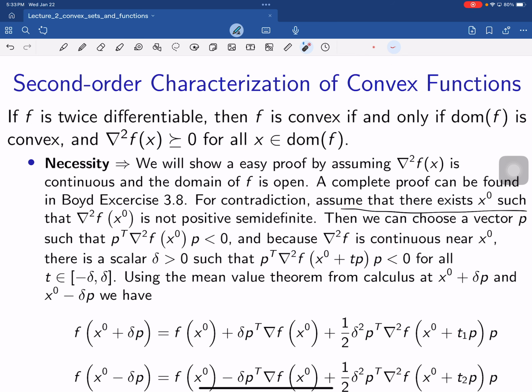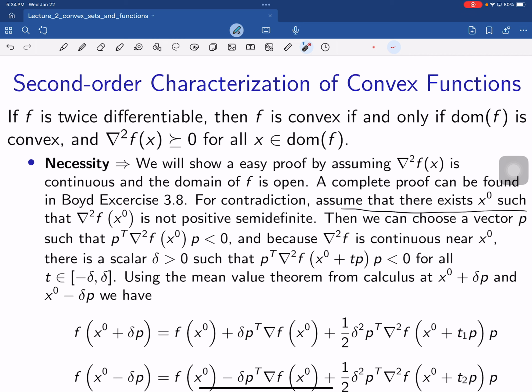So because it is continuous, I can pick a very small scalar delta greater than 0 such that this remains negative for all the t in this smaller range, right? That's a continuous property. So now I can argue on this small range, convexity is violated, okay? So what I would do is use the mean value theorem from calculus.